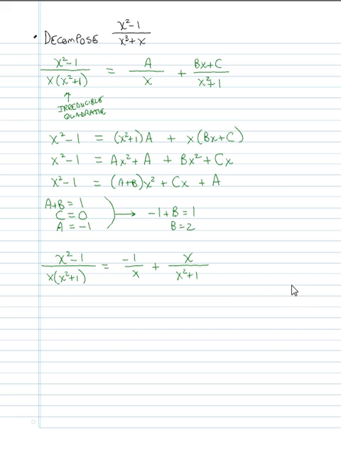I'm sure you caught my error here. Unfortunately, I can't fix it, but there should be a 2x. B is 2, not 1. So right here, of course, we should have 2x instead of x. I apologize for that error.